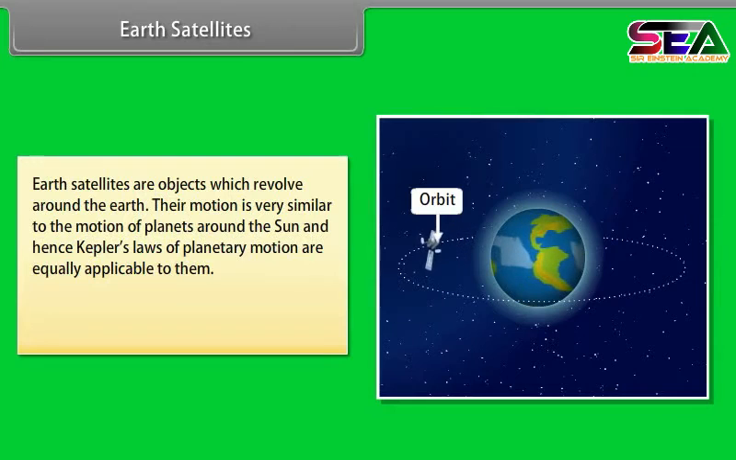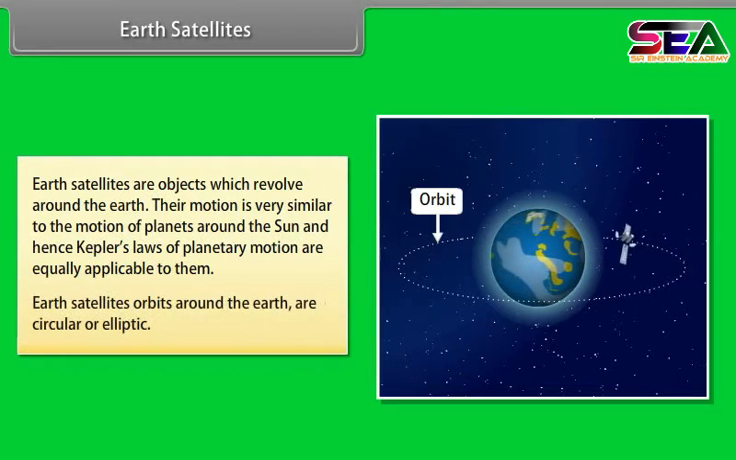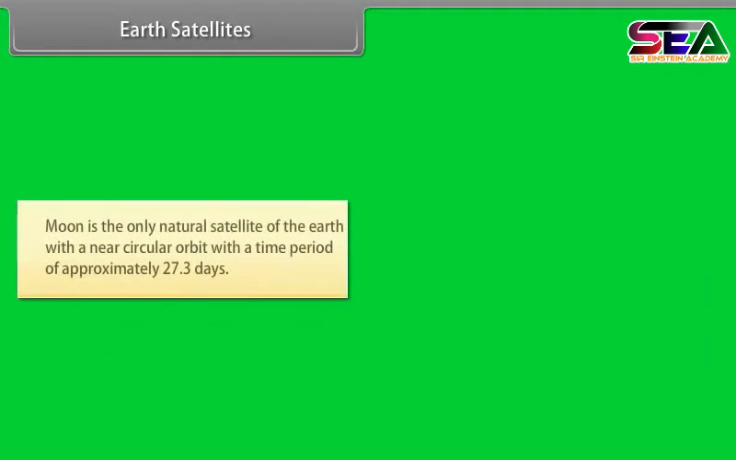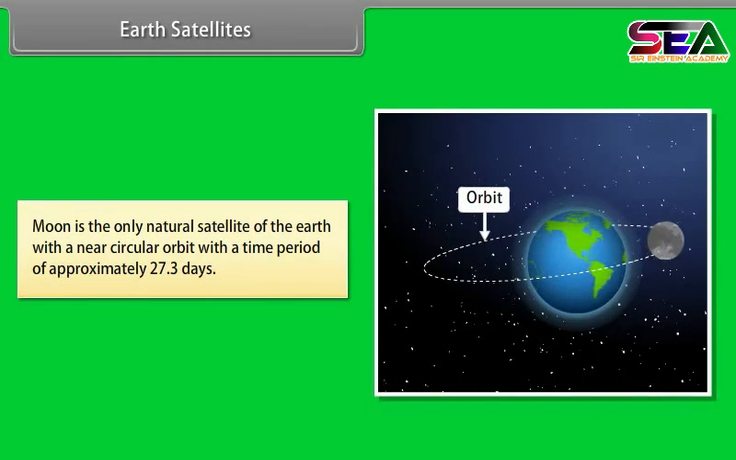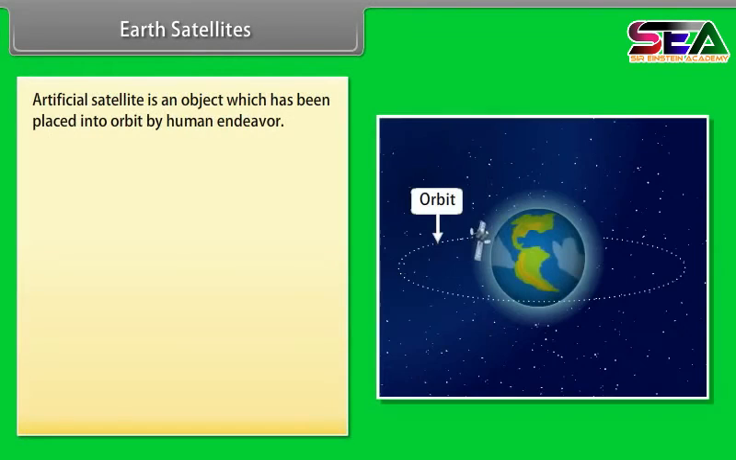Earth satellites. Earth satellites are objects which revolve around the Earth. Their motion is very similar to the motion of planets around the Sun, and hence Kepler's laws of planetary motion are equally applicable to them. Earth satellites' orbits around the Earth are circular or elliptic. Moon is the only natural satellite of the Earth with a near circular orbit with a time period of approximately 27.3 days. An artificial satellite is an object which has been placed into orbit by human endeavor.